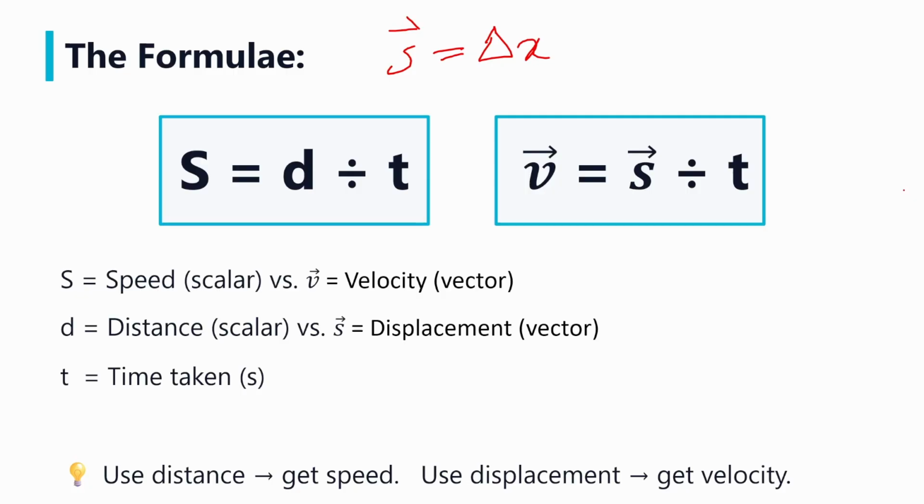But displacement is a change of position, and that's why you can also say that the velocity vector is equal to the final position minus initial position by time, right? Because you're changing the position per unit time. Alright, and obviously time taken is a scalar because time doesn't have a direction, right?